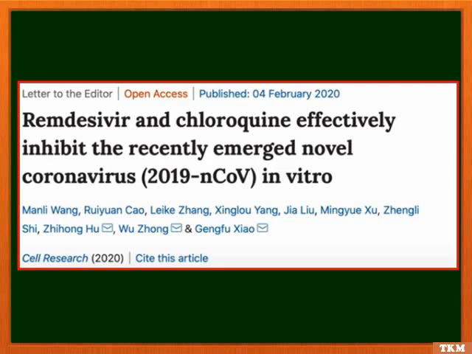So, this is one paper that we can access. Remdesivir and chloroquine effectively inhibit the recently emerged novel coronavirus in vitro. Now, in vitro means it is in a cell culture dish, in a petri dish, only in certain types of cells. It did not show results in humans. The clinical trials are still going on.